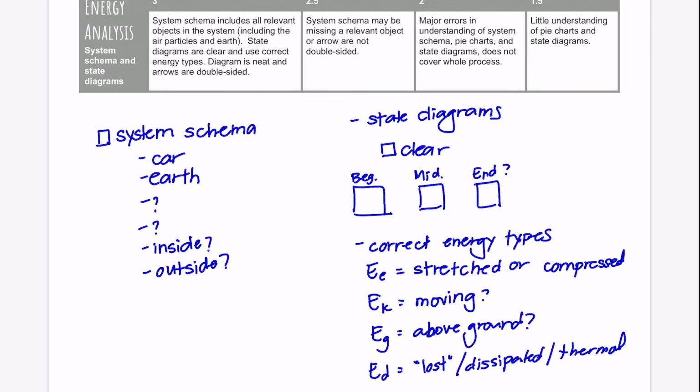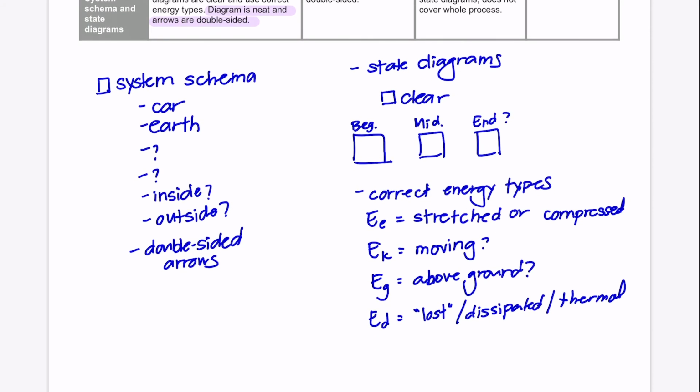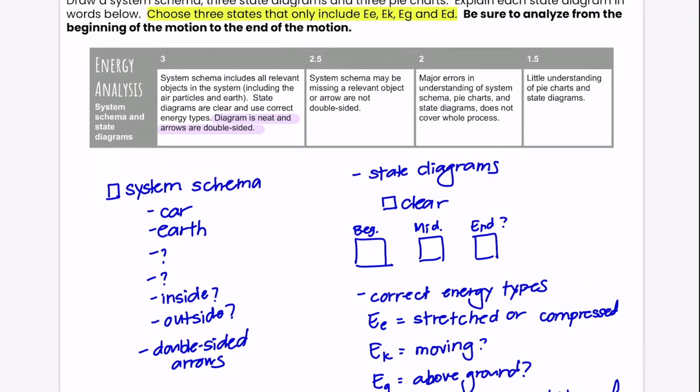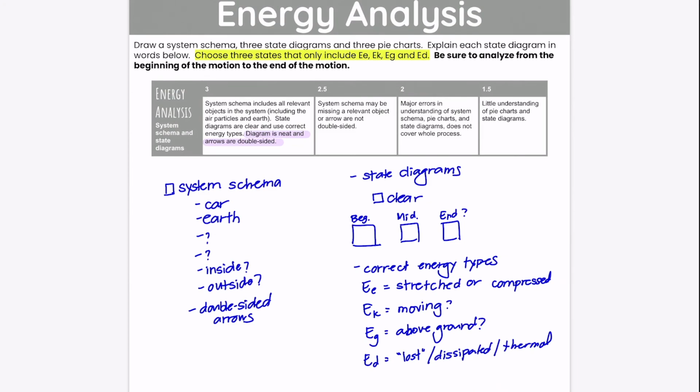Oh, also, the diagram should be neat and arrows are double-sided. So for the system schema, double-sided arrows. And overall, everything should be neat, okay? And so that is it for the energy analysis.